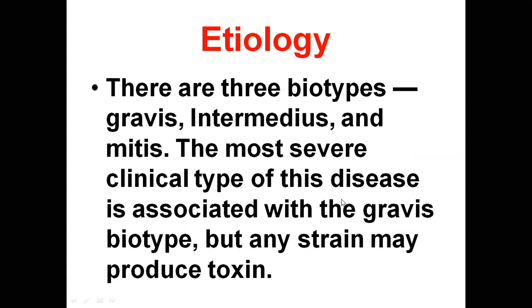Okay, so there are three biotypes under this etiological factor. This toxin has three biotypes. The first one is gravis, the second one is intermedius, and the third one is mitis. Gravis, intermedius, and mitis. These are the three biotypes.